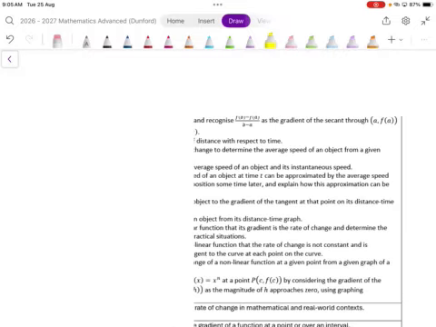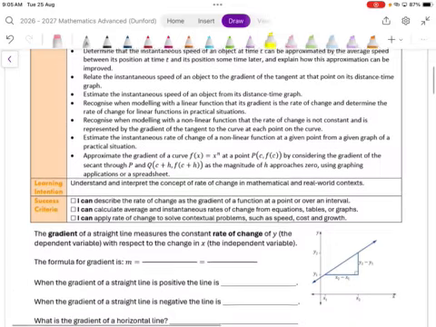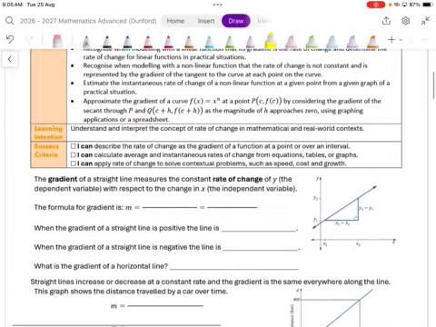We are looking at rates of change today. So there's lots of syllabus dot points that this particular exercise covers. I won't go through them, but the main focus is we're going to understand and interpret the concept of rate of change in mathematical and real world context.